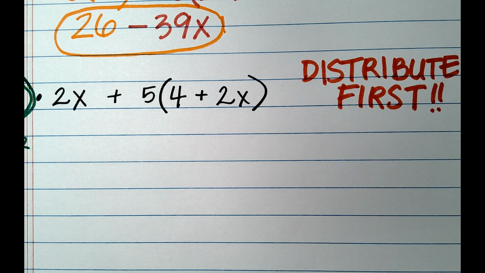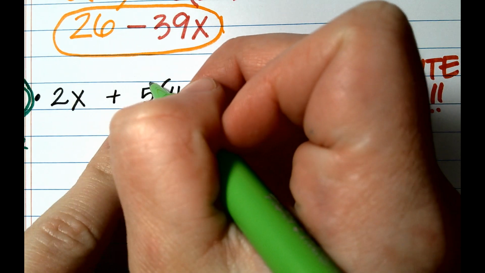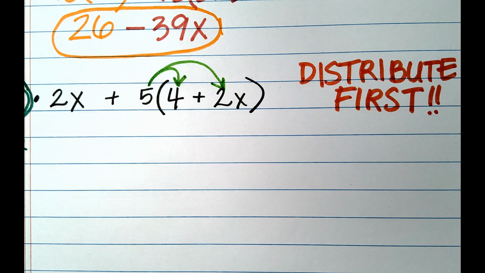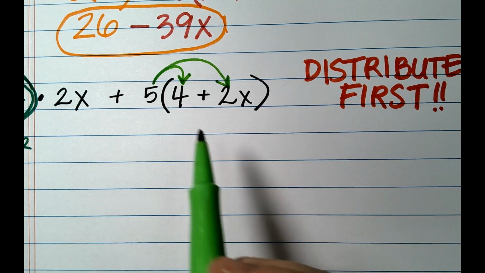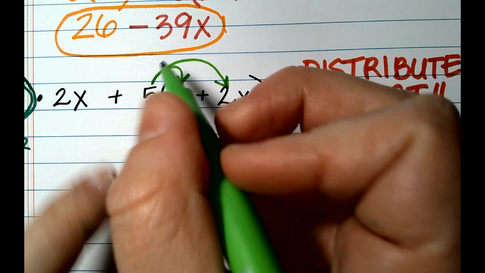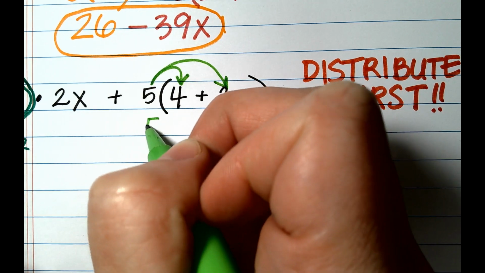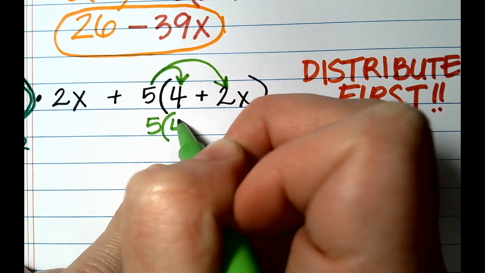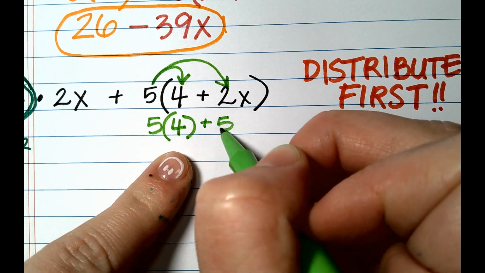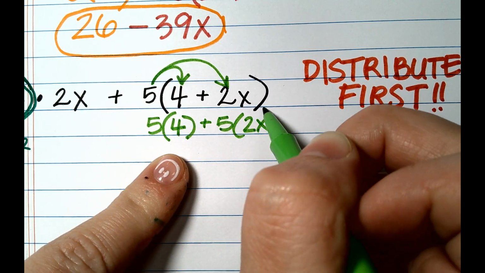So, what do I do first? 5 times 4. Yes. 5 times 4, 5 times 2x. Yeah. That's our distribution. Okay, so we can write out each step, or we can kind of do them in our head. I'll write them out still, to be on the safe side. So we've got 5 times 4, and we have 5 times 2x.